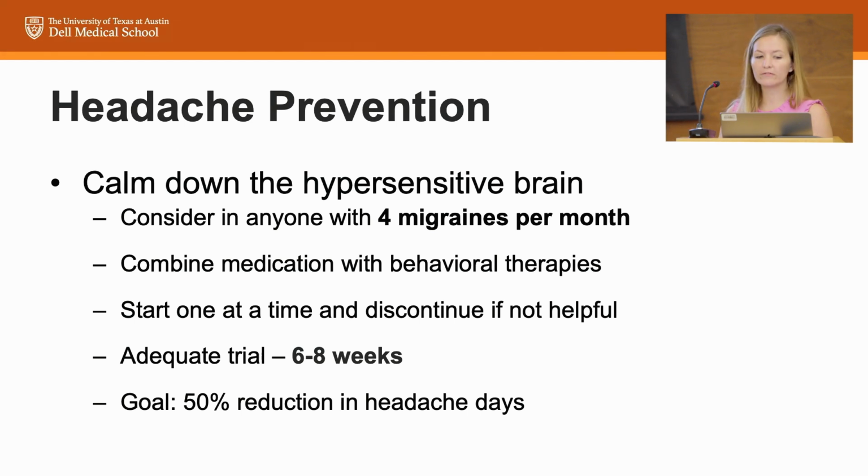So offer prevention early. We know that if we combine medications with behavioral therapies, they tend to be most effective. And start one strategy at a time. I'm going to talk about different nutraceuticals or vitamins for migraine management. Start one preventive at a time and give an adequate trial, 6 to 8 weeks.